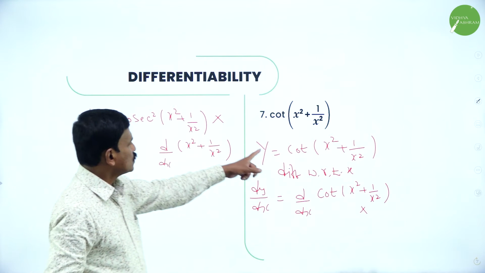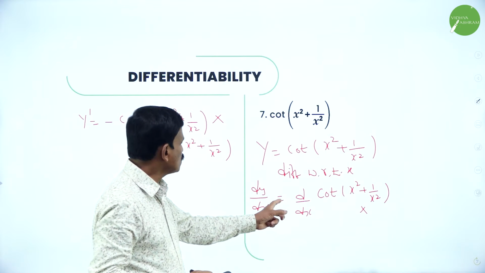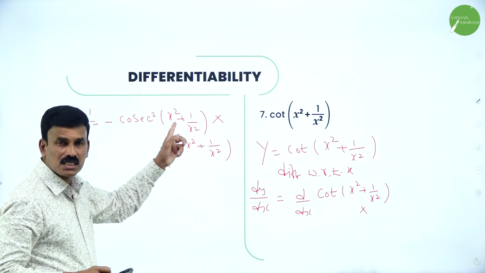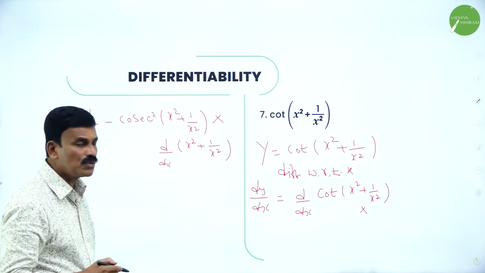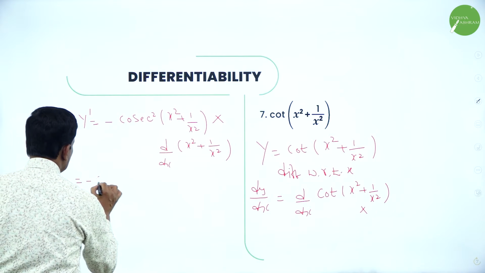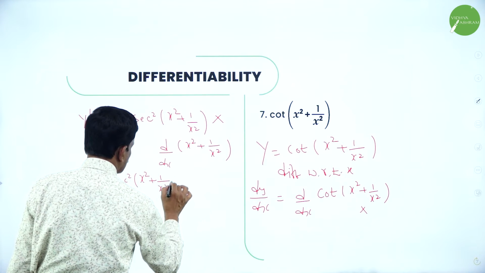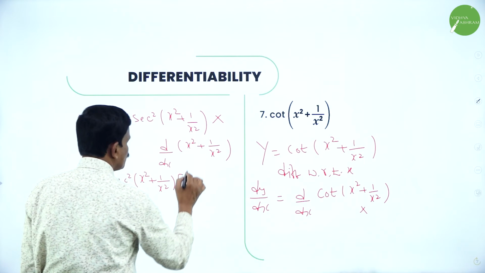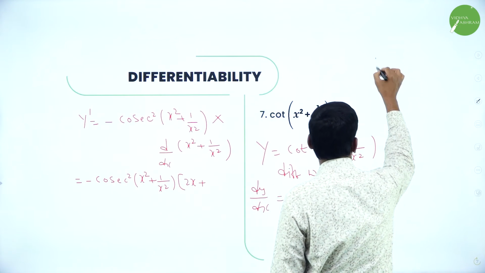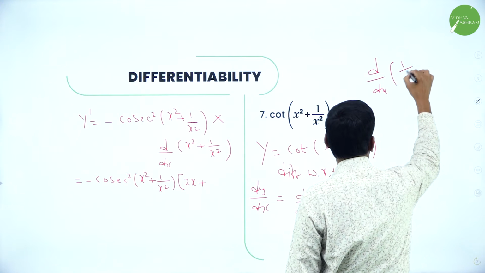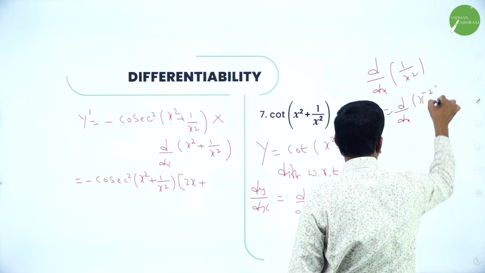See here. So cot of x square plus 1 over x is cot x. Differentiation of cot x is minus cosecant square x. Instead of x it is x square plus 1 over x square into d by dx of x square plus 1 over x square. This can be written as minus cosecant square x square plus 1 by x square into differentiate this. Differentiation of x square is 2x plus, you know, d by dx of 1 by x square. So d by dx of 1 by x square can also be written as d by dx of x to the power of minus 2.